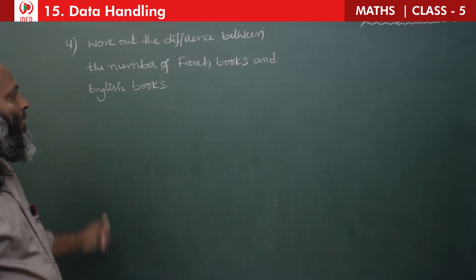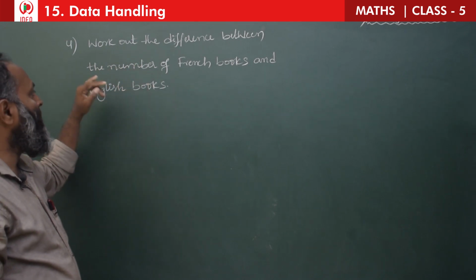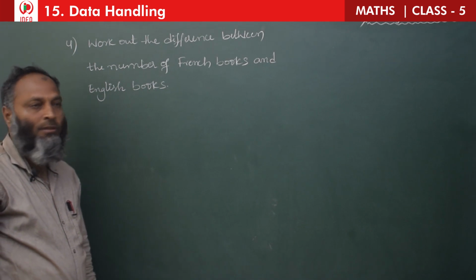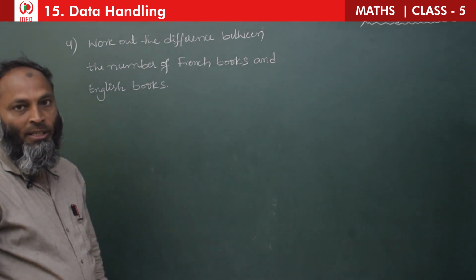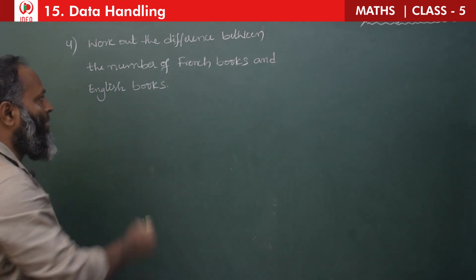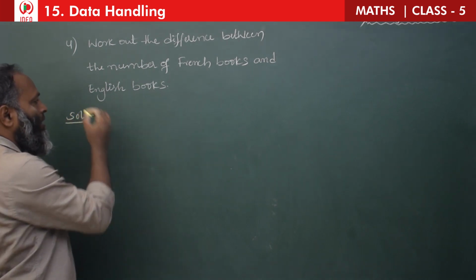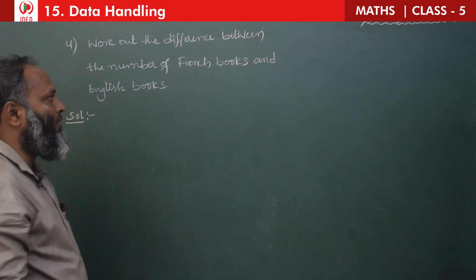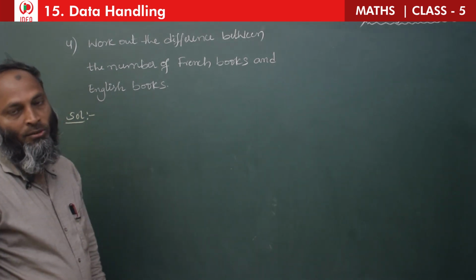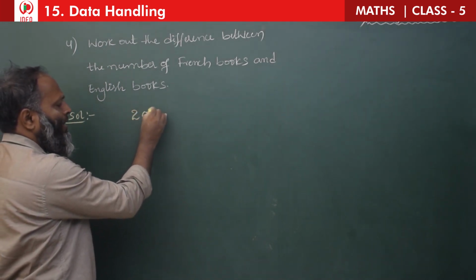So now the next, the fourth question. What is the fourth question? Work out the difference between the number of French books and the number of English books. So we should find the difference between the French books and the English books. How many French books are there? 100. And how many English books are there? 200. So the difference he is asking means 200 minus 100.